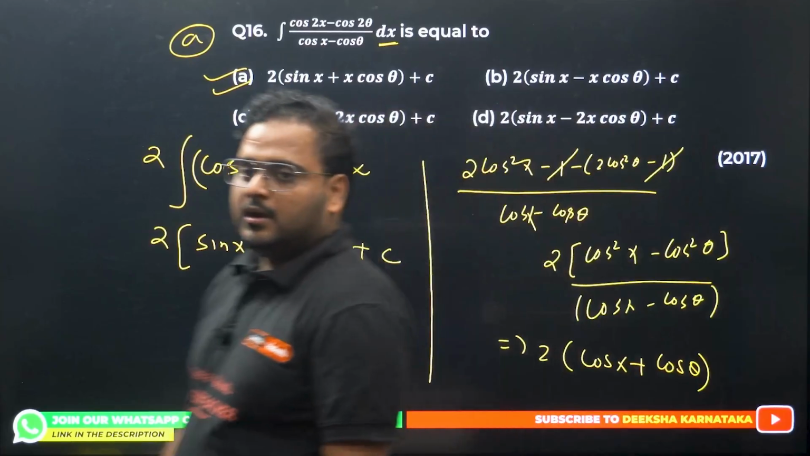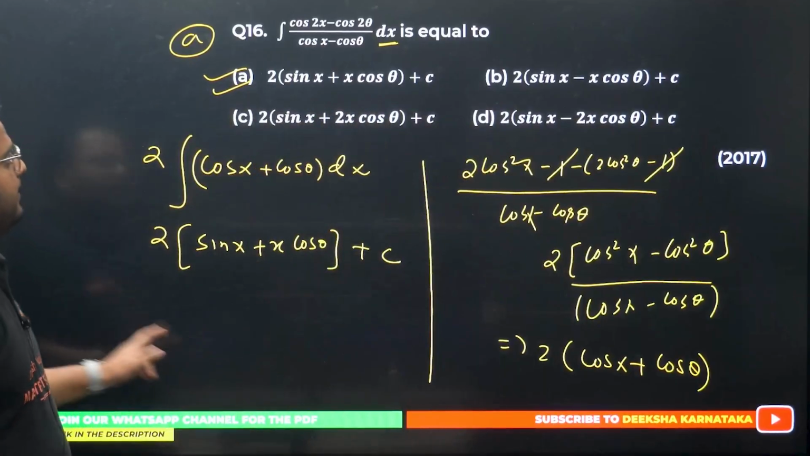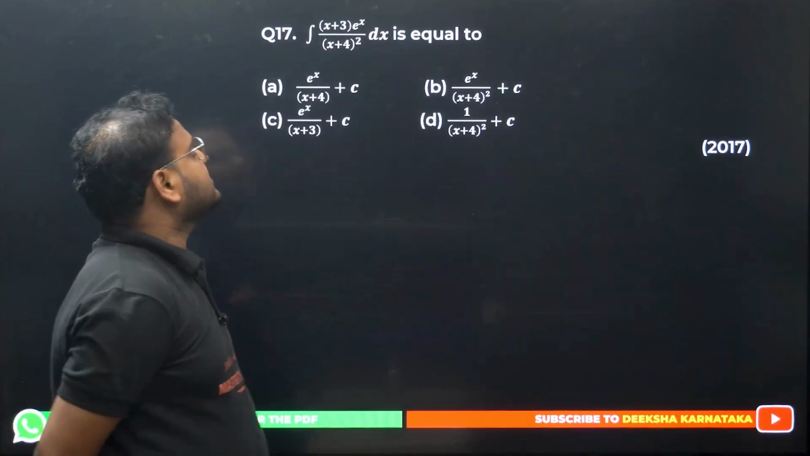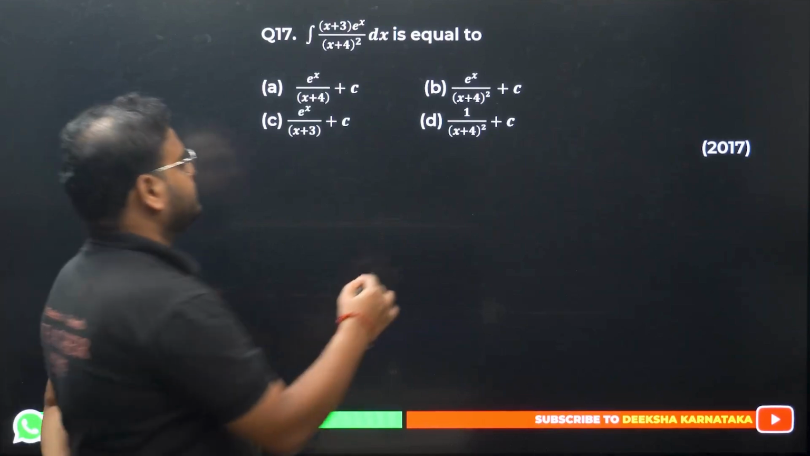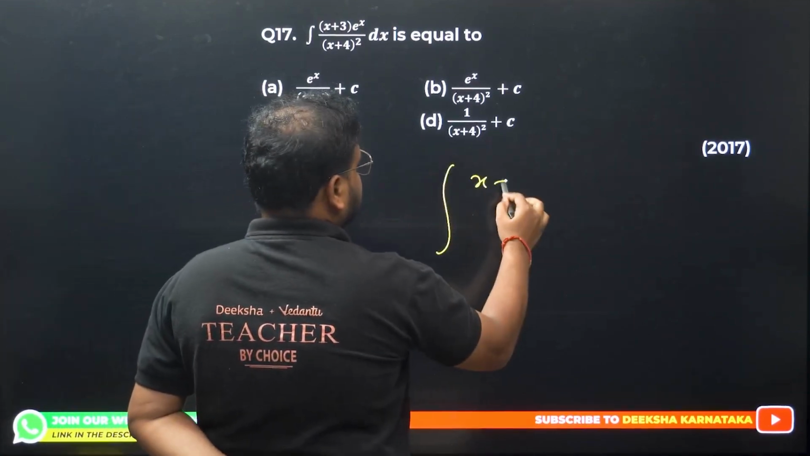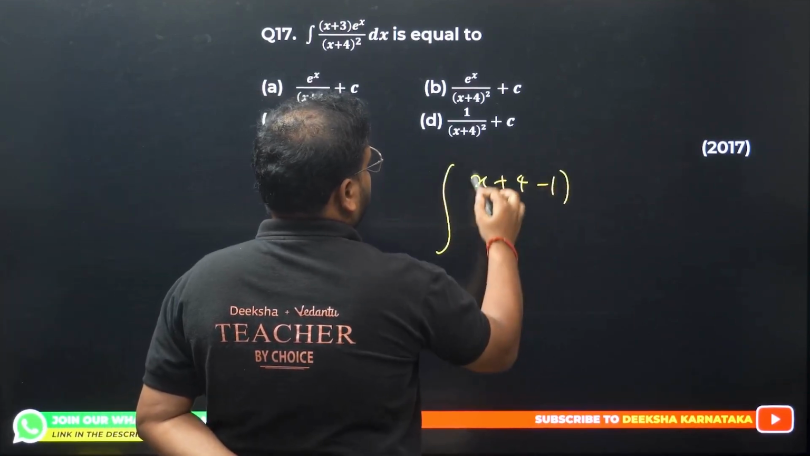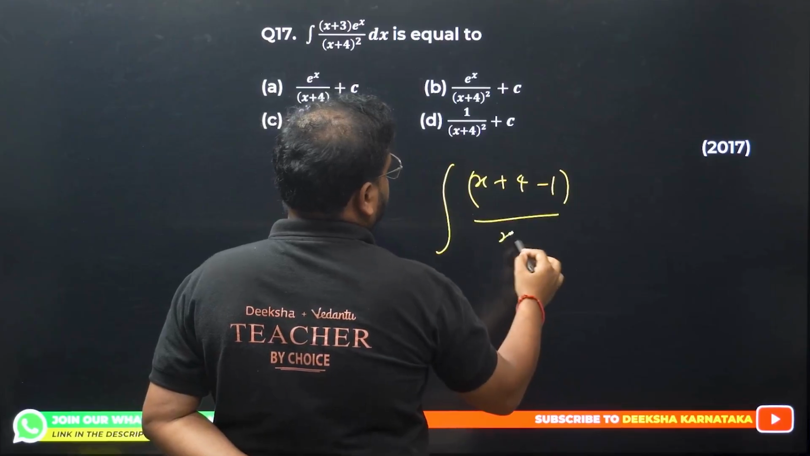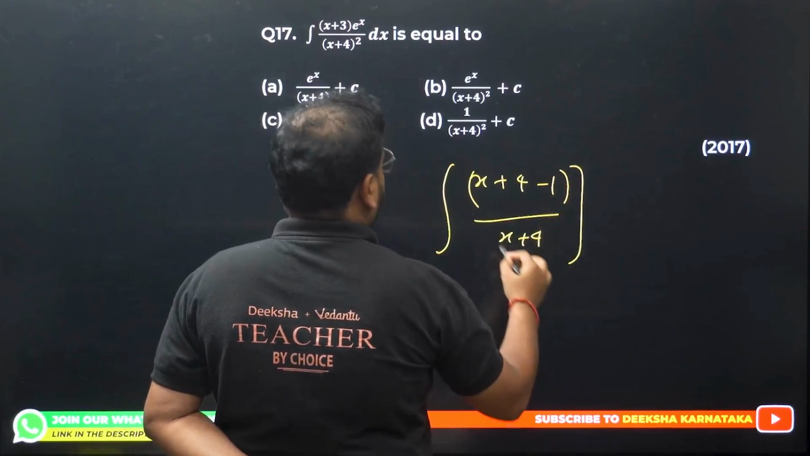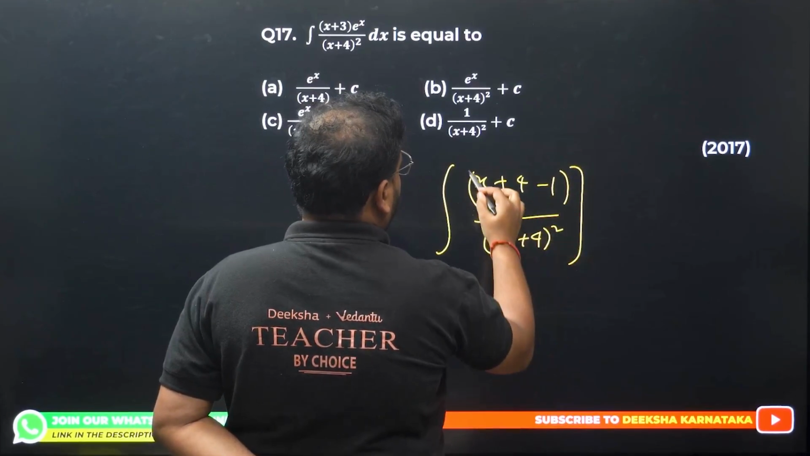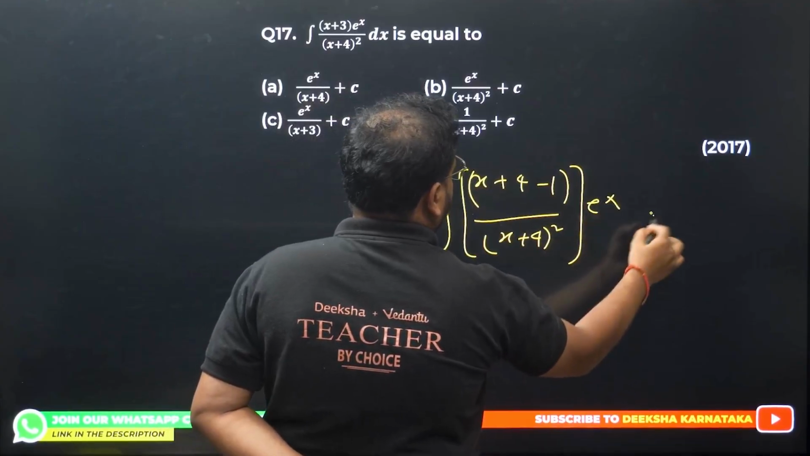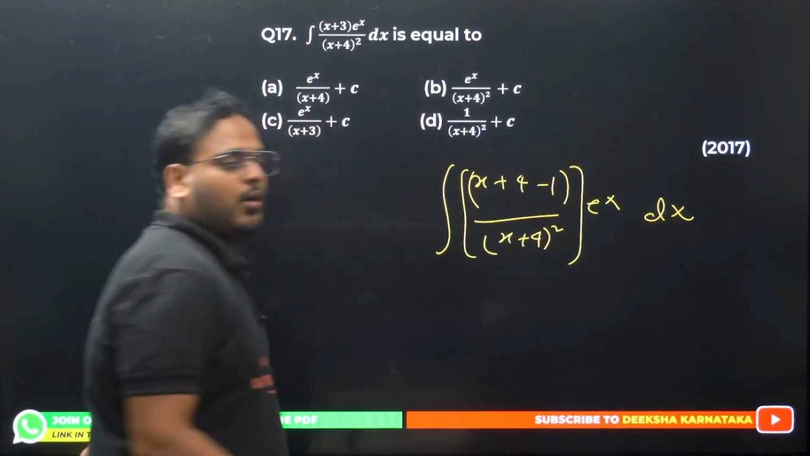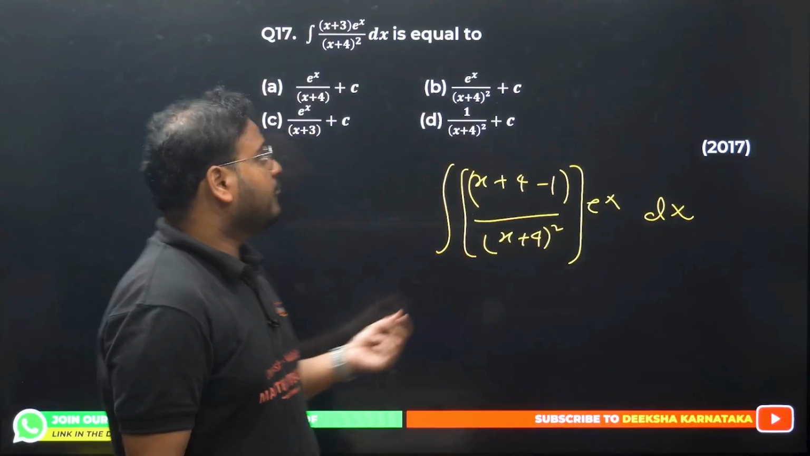Okay. Now is question number 17. X plus 3 e power x, over x plus 4 the whole square. X plus 4 minus 1 upon x plus 4 the whole square, and we have e power x dx outside. Why did I do that? To get that form. What form is this?